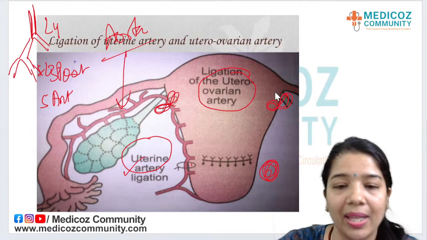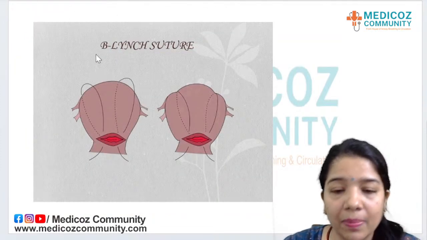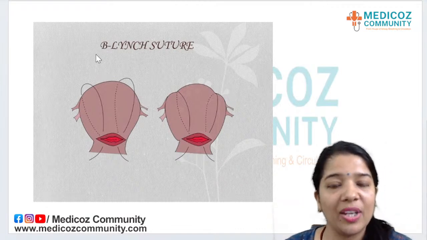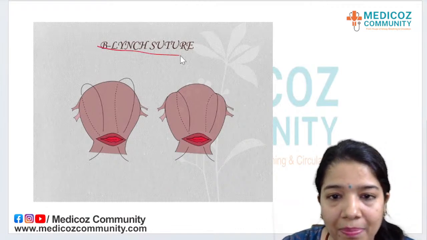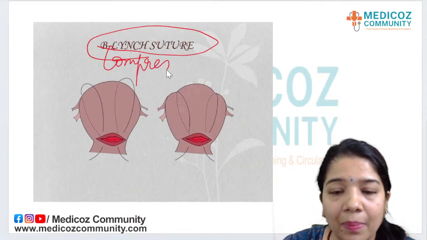Okay, stepwise devascularization. Now what is this? They can ask you simply, they can give you this image and they can ask you any question. So remember, this is B-Lynch suture and it is a compression suture. As I told you, these are the compression sutures.